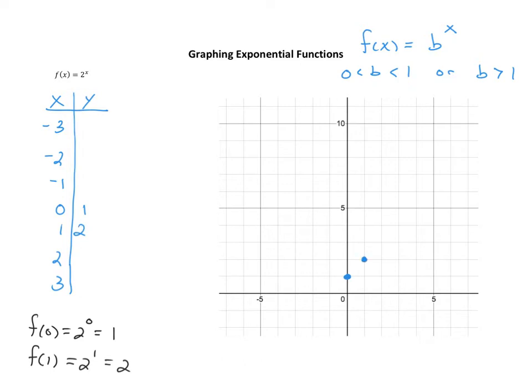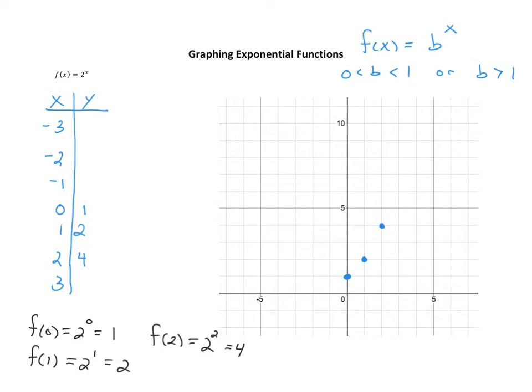It doubled. If we check, moving on to, well, what's f of 2? That's 2 squared, and 2 squared is 4. So here we get 4. That's the point 2 comma 4. This thing doubled yet again.